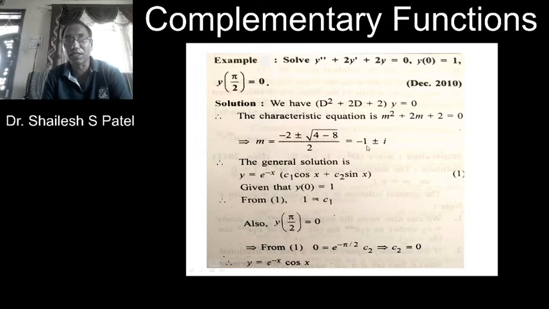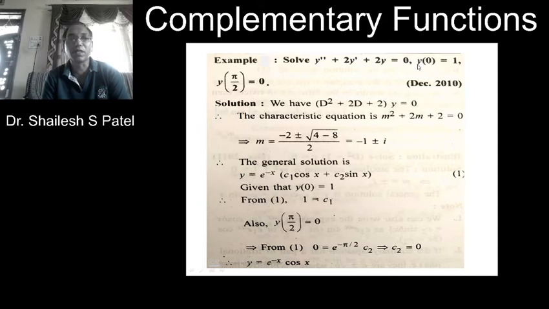So here you can see that a equal to minus 1 and b equal to 1. Therefore the general solution is y equal to e raised to minus x, because in the formula we have e raised to ax, but a is minus 1, into bracket c1 cos bx, b is 1, so cos x plus c2 sin x. Now the solution is obtained, but we need to use the two given conditions.